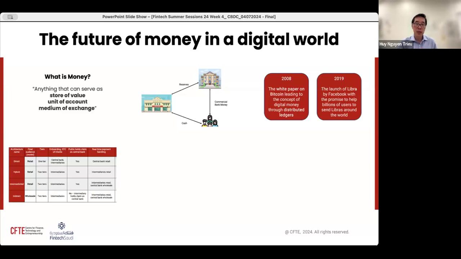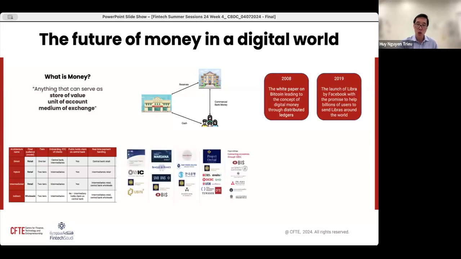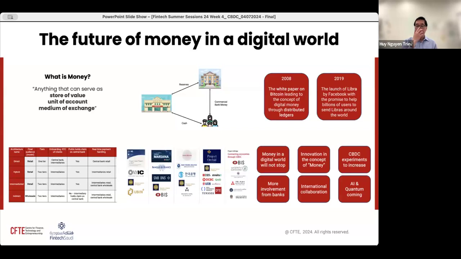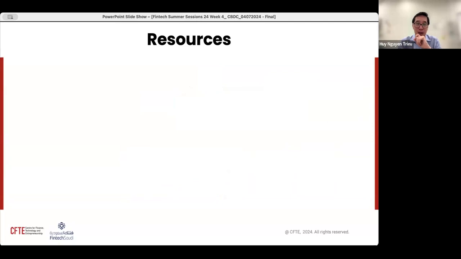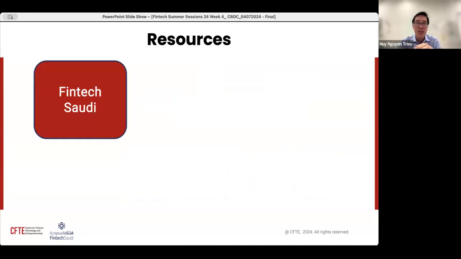Today, there are two different ways of thinking of CBDCs: wholesale CBDCs and retail CBDCs. There are a lot of projects taking place all around the world today for CBDCs, including in the region, including in Saudi. And in terms of the trends, it is not stopping. It is accelerating very, very quickly. And finally, in terms of resources, I would definitely encourage you to go deeper in this topic. It's a fascinating topic that has impacts on everyone.